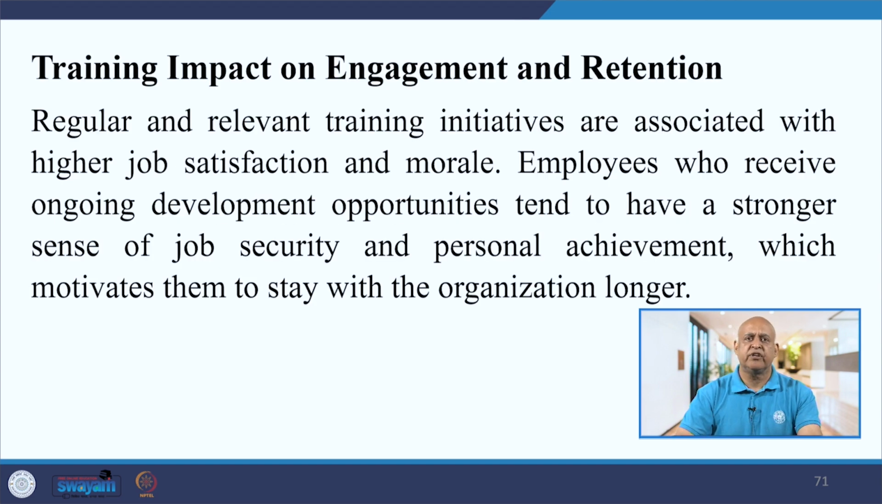When we are talking about the training impact on engagement and retention, regular and relevant training initiatives are associated with higher job satisfaction and morale. Employees who receive ongoing development opportunities tend to have a stronger sense of job security and personal achievement, which motivates them to stay with the organization longer.